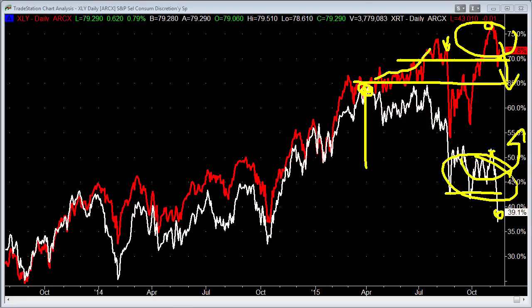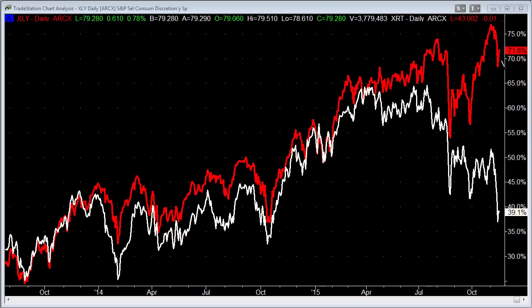Now, I'm not really going to predict which way that's going to go, but with the market heading higher, I would like to see XRT start to participate somewhat in the upside. At a bare minimum, it's going to be really important to watch to make sure that XLY continues on an upward trend, because if they're both heading down, that's not going to be good for the overall market.